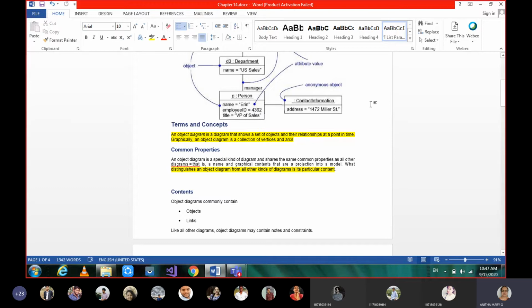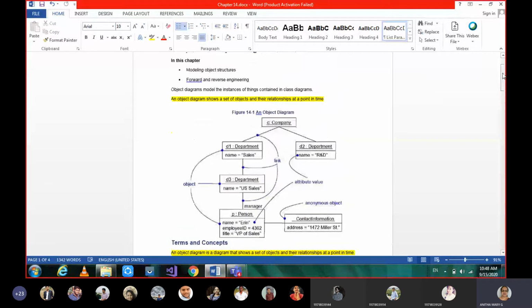So keeping that knowledge in mind, we can say that it is a special kind of diagram when compared to other diagrams. And how exactly it is distinguished from other diagrams is by seeing its content. Content means, whenever I see the object diagram, what exactly this diagram is having. What are the main parts of this diagram?